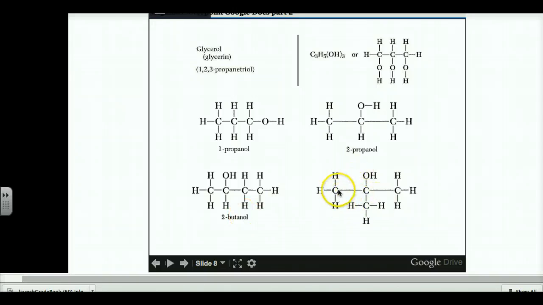And this one, 1, 2, 3, is the longest continuous chain, so it's a propane, single bonds, propanol, but on the second carbon we've got an OH group, and on the second carbon we've also got a methyl group. So it's 2-methyl-2-propanol. Remember, a number is needed for each attached group.